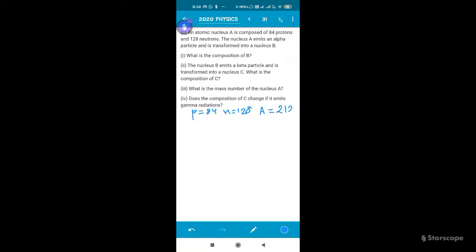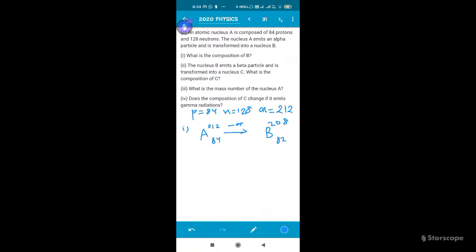So your first question is, the nucleus A emits an alpha particle and is transformed to nucleus B. What is the composition of B? Let's see. We cannot take it as A because A has already been given here, so let me take it as small a. A had a mass number 212 and an atomic number 84. It is emitting an alpha particle and becoming B. So B will be 208 because the mass number is decreasing by 4. So 212 becomes 208 and 84 becomes 82.